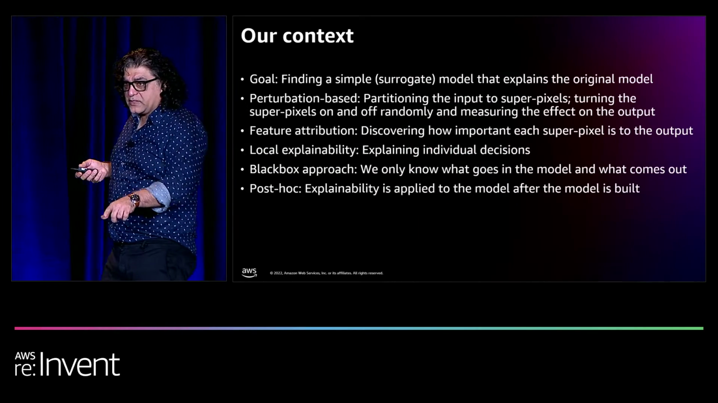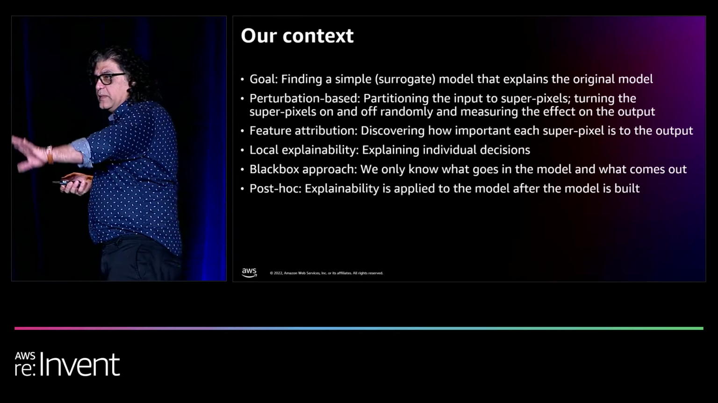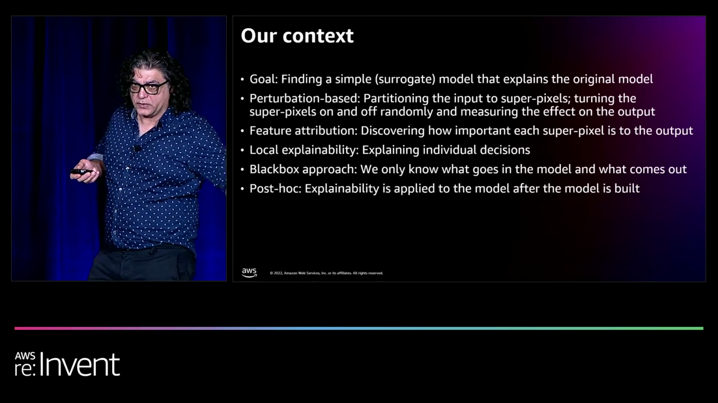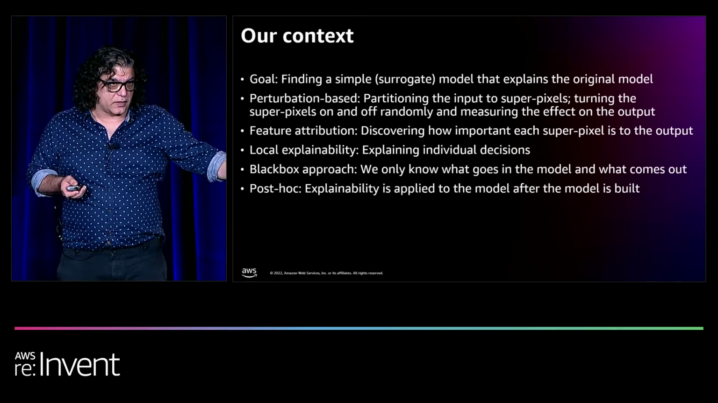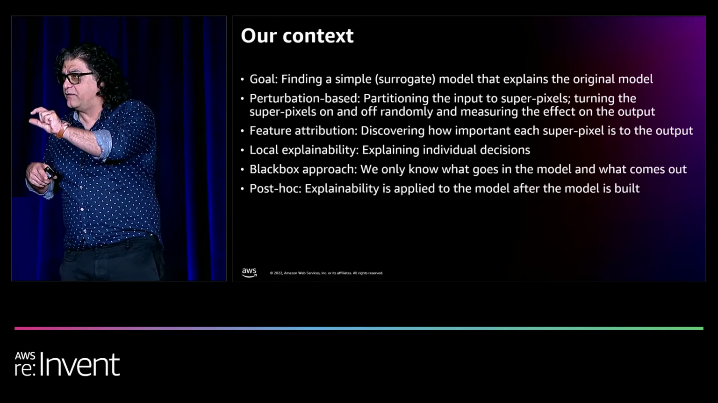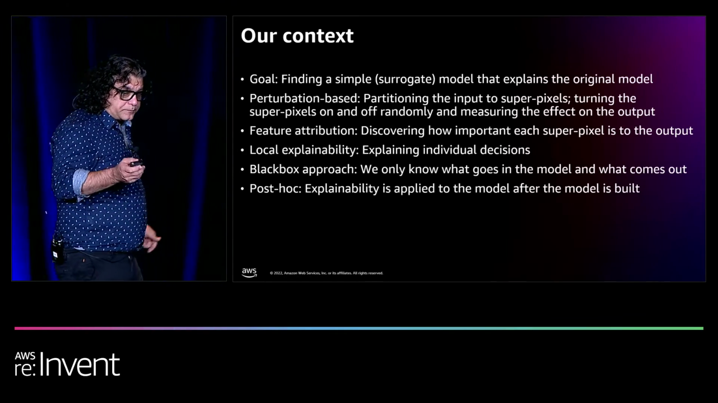The models that we're talking about are basically called surrogate models. A surrogate model is a simple model that explains the behavior of a more complicated model. Let's say a linear model is understandable. A neural network is not understandable. If we can create a linear model that explains the local behavior, local decision, that's something you can rely on for explainability.